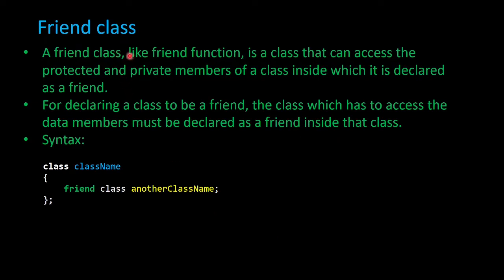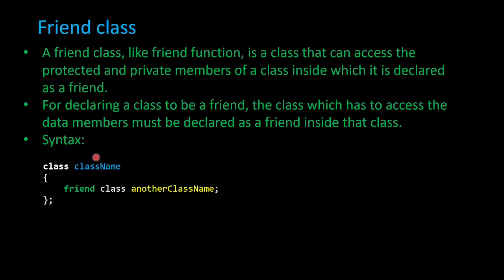Now, a friend class, like a friend function, is a class that can access the protected and private members of the class inside which it is declared as a friend. For declaring a class to be a friend, the class which has to access the data members must be declared as a friend inside that class. So a friend class has a similar goal to a friend function. So here is the syntax.